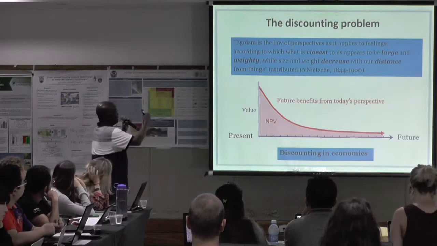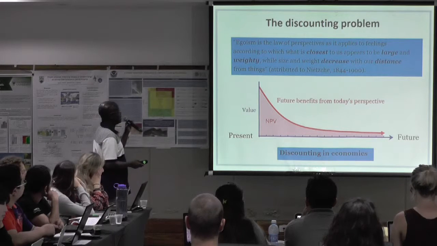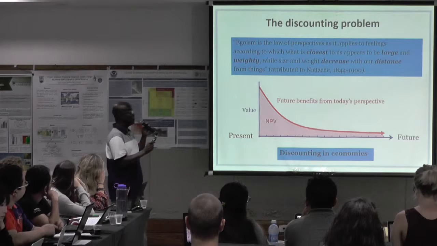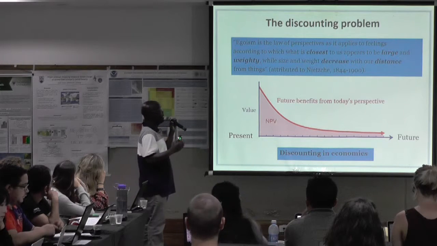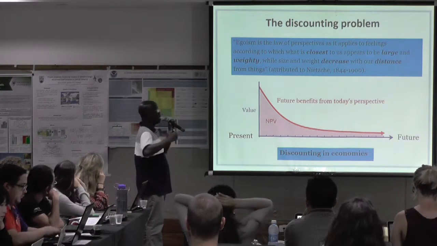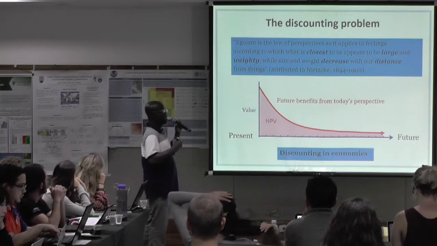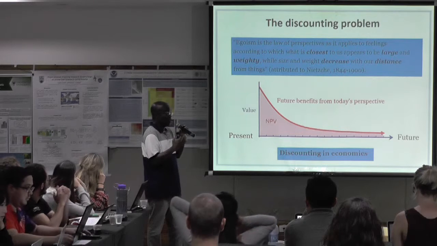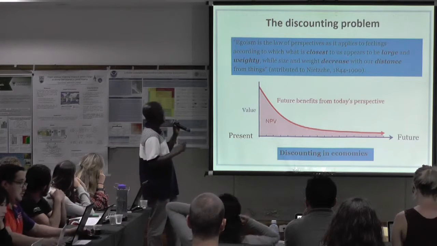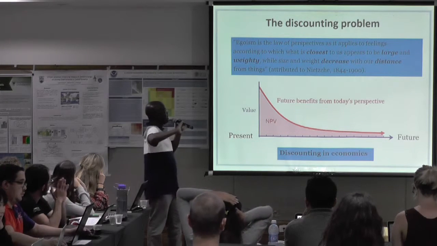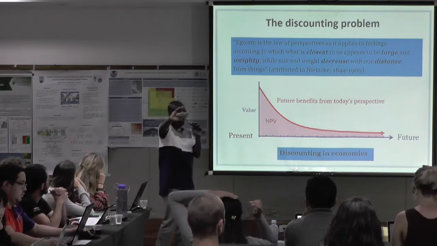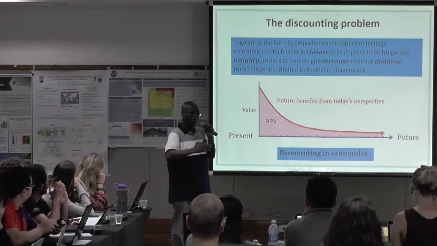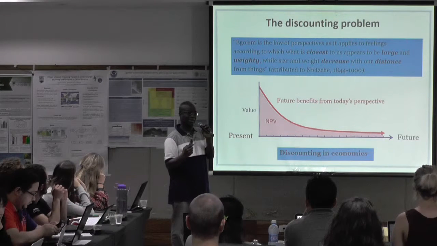He says, and I think that's almost talking about this country, that ego is the law of perspectives as it applies to feelings, according to which what is closest to us appears to be large and weighty, right? Whatever is close to you is what is large and weighty, while size and weight decreases with distance from things, right? And here we're talking about things both in terms of time and in terms of space.